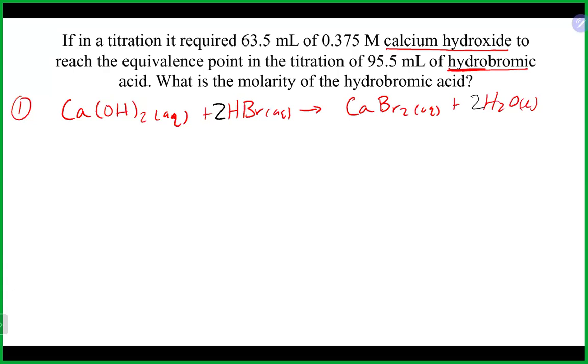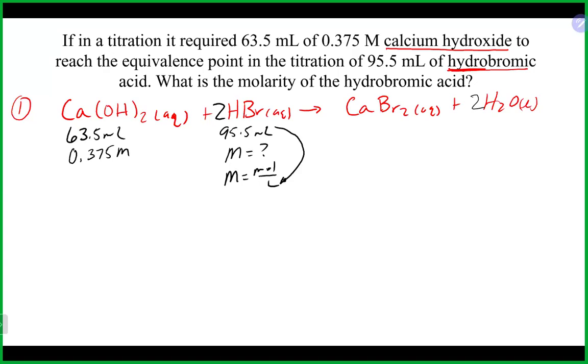All right, now that we have our working equation, we can take the information that's given to us so we can do a little analysis of where we need to go and what we're starting with. So for the calcium hydroxide, we have 63.5 milliliters. We do have the molarity of 0.375. For the hydrobromic acid, we do have a volume of 95.5 milliliters, and we are looking for the molarity here. So the molarity is our moles per liter. We actually do have part of that, which is the 95.5 milliliters, which just needs to be converted to liters.